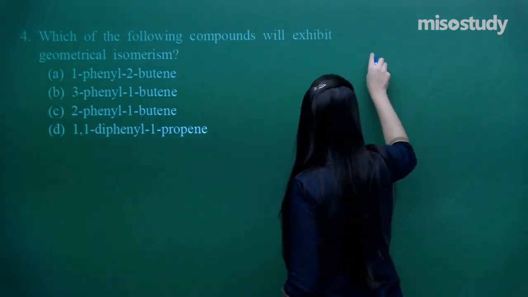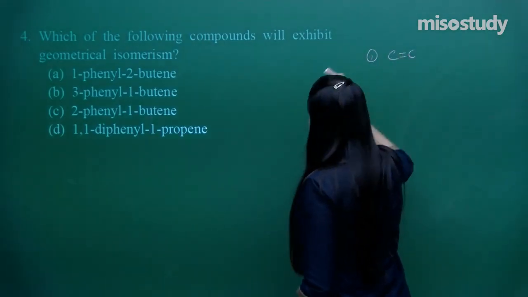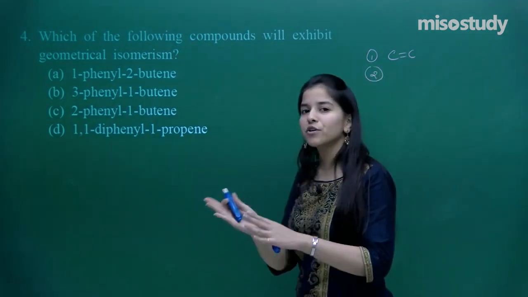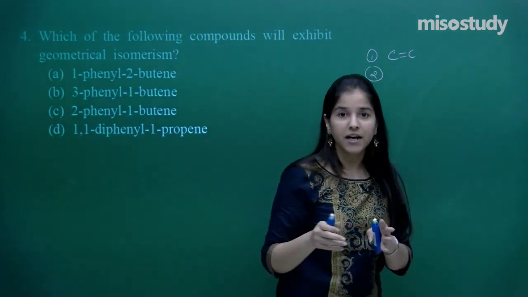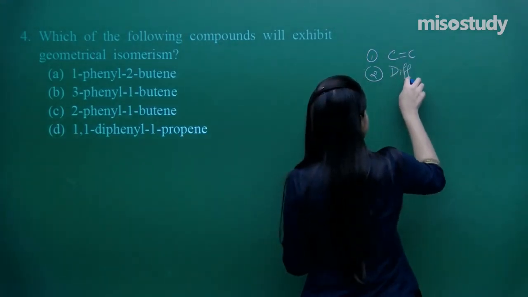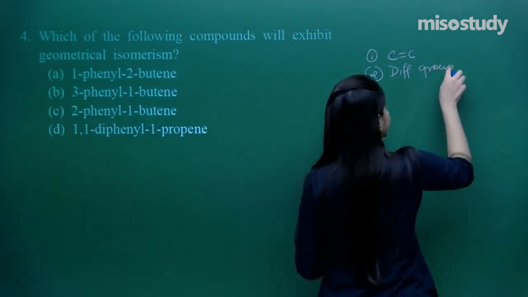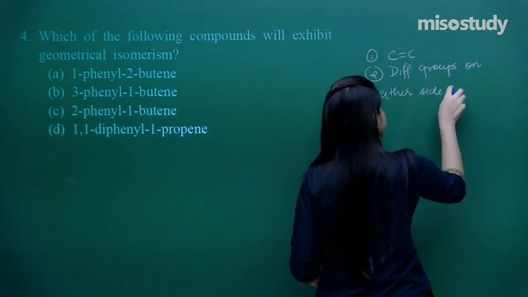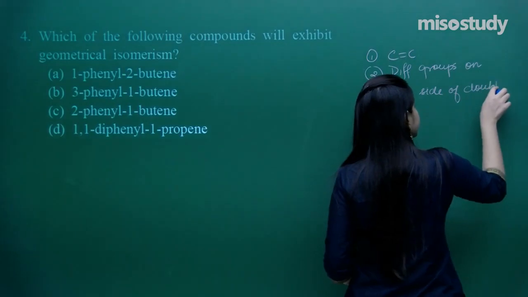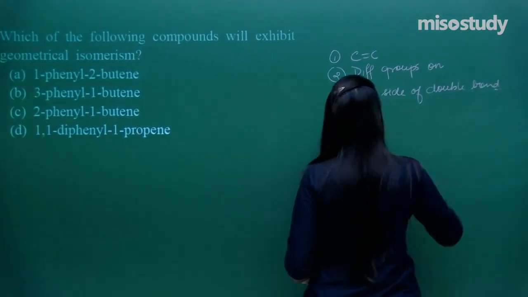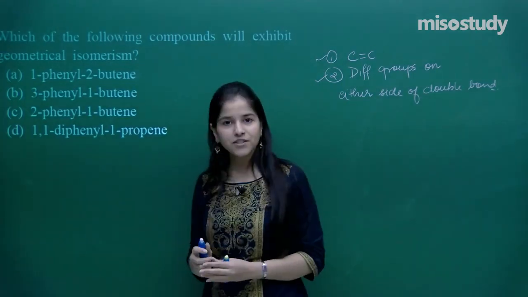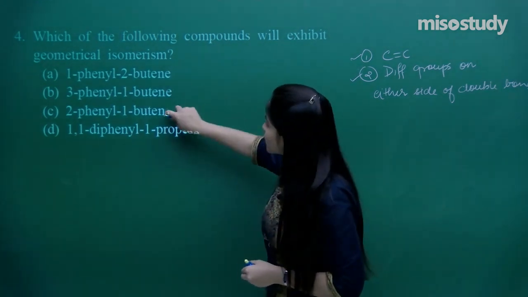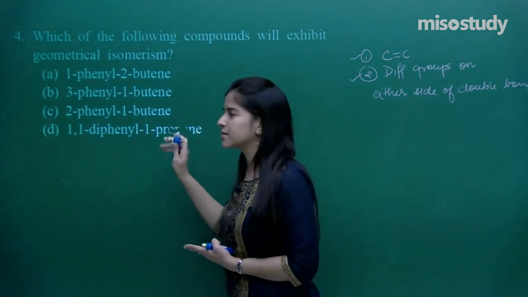So first of all, we need to have a C=C bond, because that gives restricted rotation. Second, on either side of the double bond, you must have different kinds of groups. So these are the two prime conditions for a molecule to exhibit geometrical isomerism. Let us just try to draw the structures, we will get our answer. It's a very simple question.